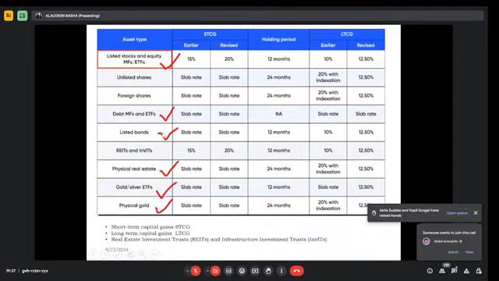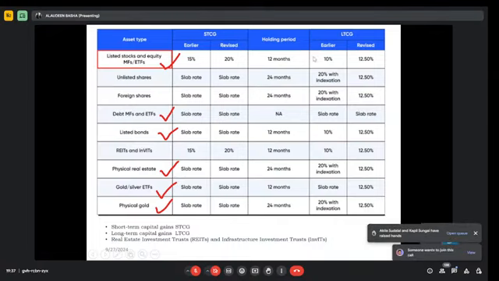no change in the listed bonds in short-term capital gains, but in long-term capital gains, it should be changed from 10% to 12.5%. Similarly, for physical real estate, we just ignore this. For gold and silver, in STCG it is the same slab rate, but in long-term capital gain it will be changed from the slab rate to 12.5%. It's very good for middle-class people. We'll discuss how it is useful for middle-class people. Let me see one by one.